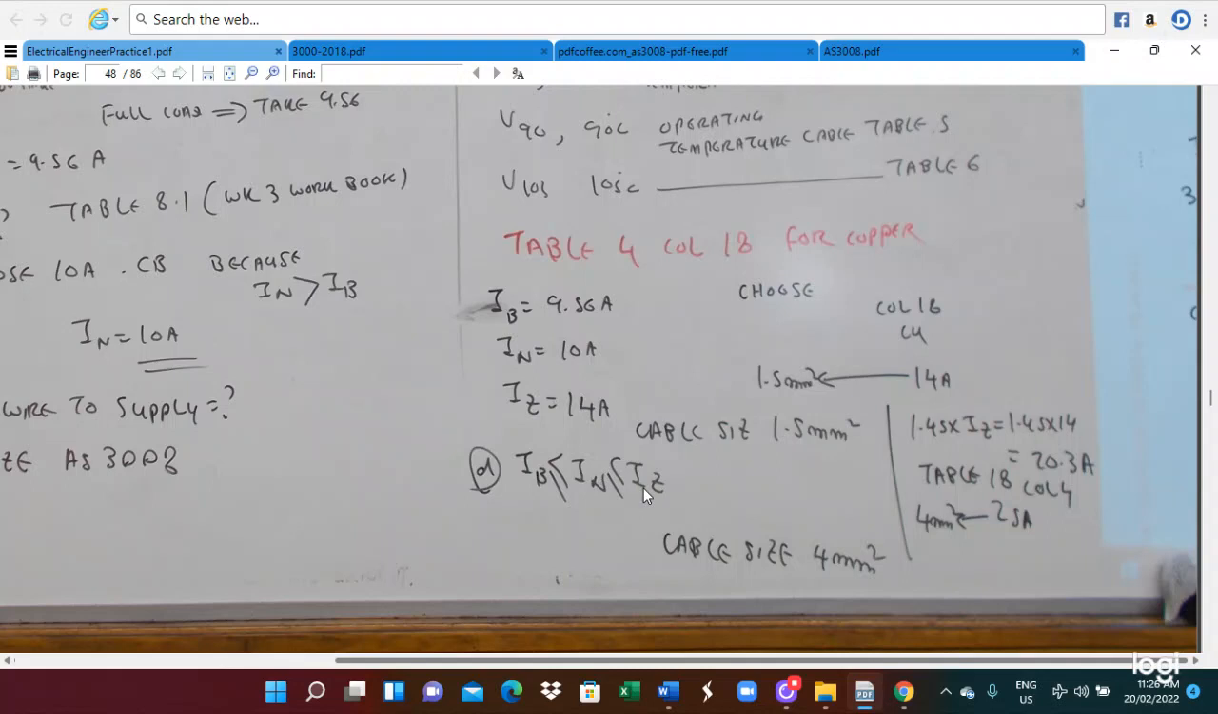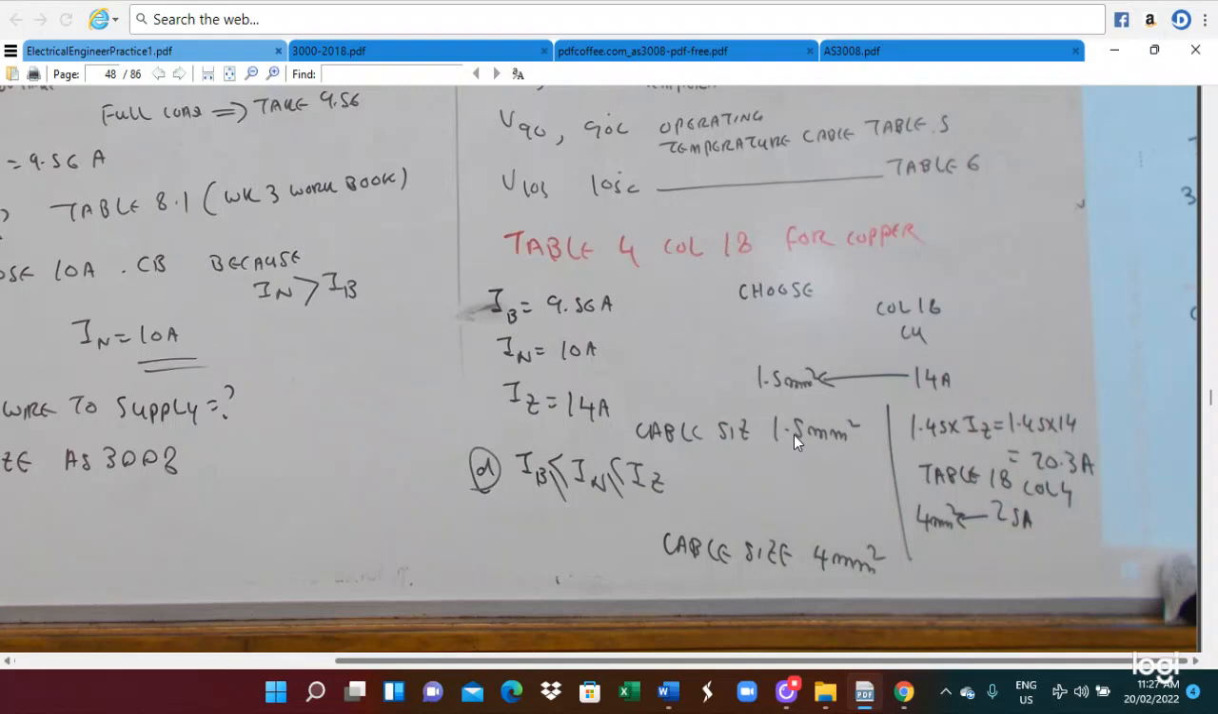They also agree with this formula because in this problem, the cable's current rating IZ is 14 amperes, the circuit breaker rating IN is 10 amperes, and the maximum demand current IB is 9.56 amperes. So this also agrees. Therefore, we utilize the 1.5 millimeter square cable, 10 amperes. This is for the 14 amperes we calculate, but the 1.5 millimeter is too small, so we have to utilize an appropriate derating factor.